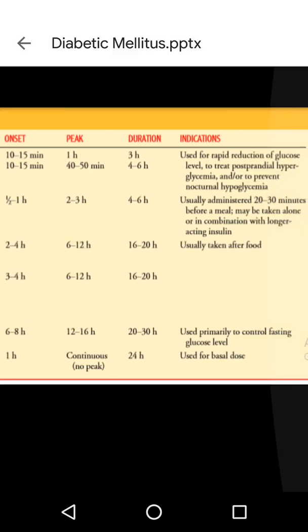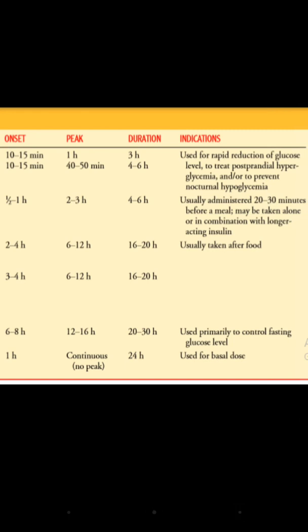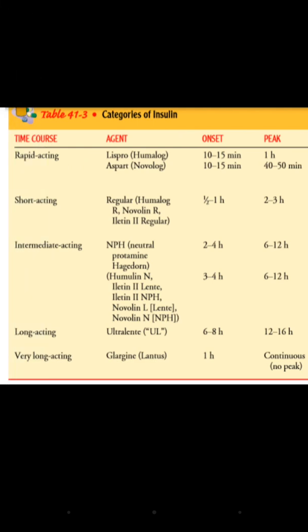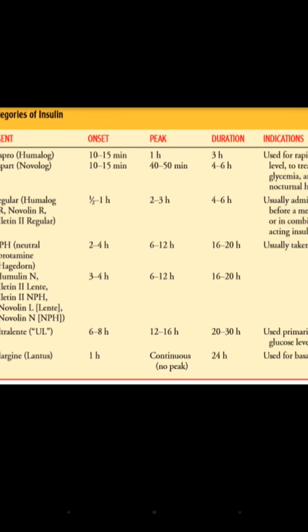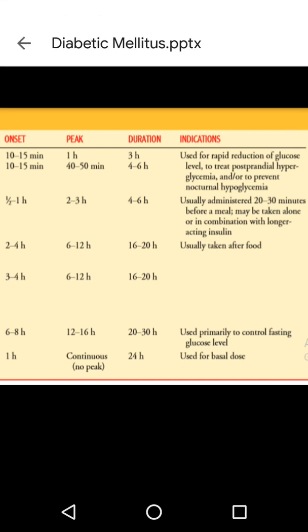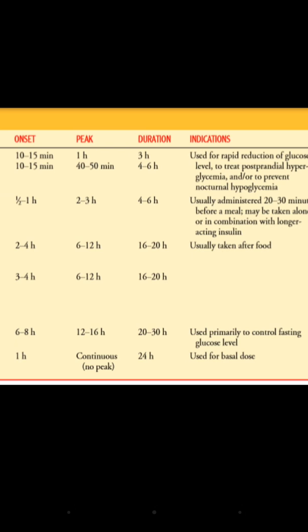Now indication, it is used for the rapid reduction of glucose levels, to treat postprandial hyperglycemia, and to prevent nocturnal hypoglycemia. So rapid acting insulin is used for this. Second is short acting. Short acting examples are Humulin R and Novolin R. The onset, its action starts after half to 1 hour. Its peak action is 2 to 3 hours later. The duration, it will remain active for 4 to 6 hours only. Short acting is usually administered 20 to 30 minutes before a meal. It may be taken alone or in combination with other longer acting insulin.